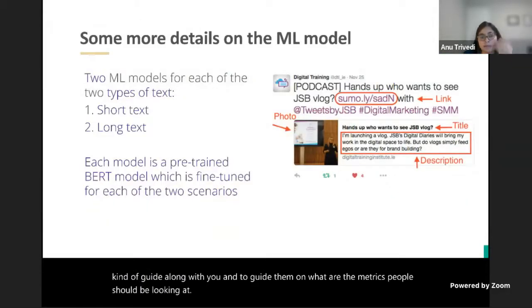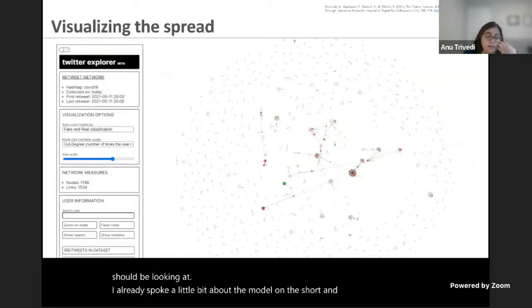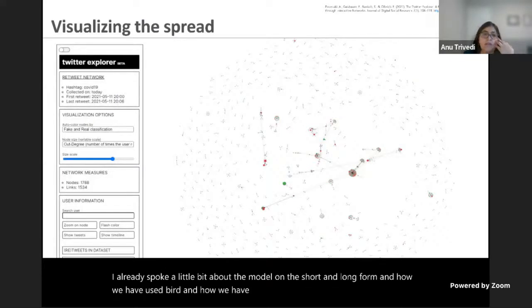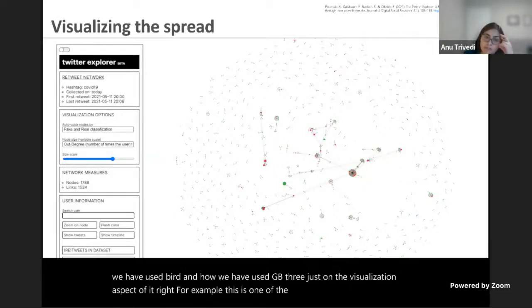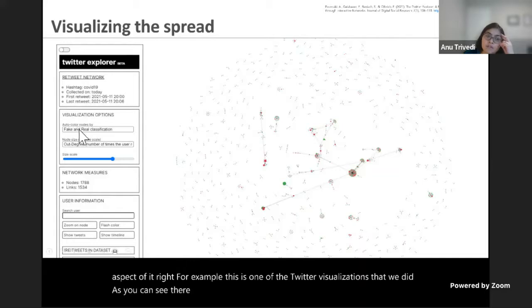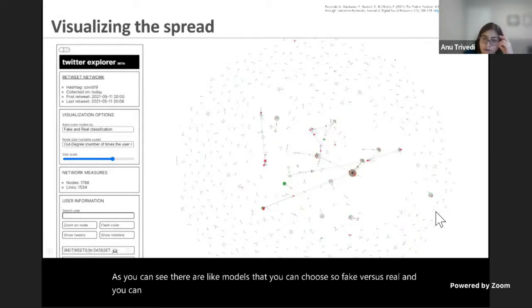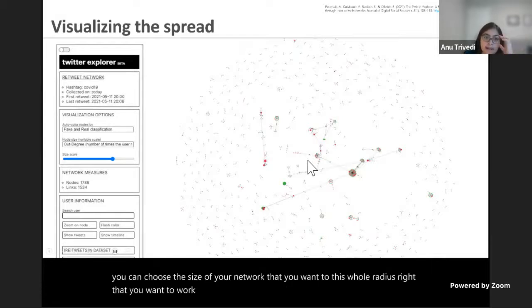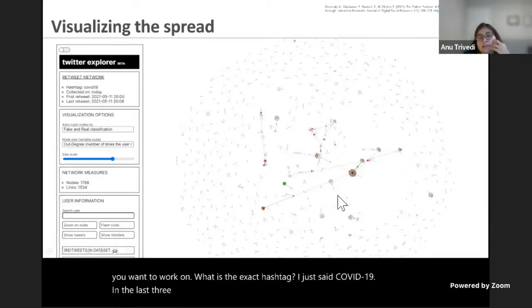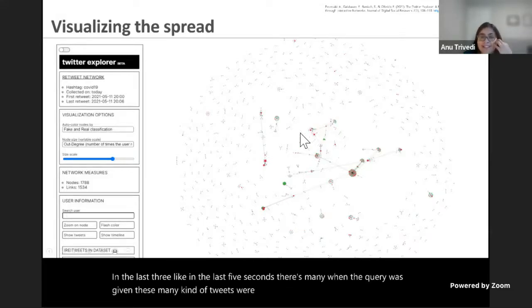I already spoke a little bit about the model on the short and long form, and how we have used BERT and how we have used GPT-3. Now just on the visualization aspect of it. For example, this is one of the Twitter visualizations that we did. As you can see, there are models that you can choose, so fake versus real, and you can choose the size of the network, the radius, that you want to work on. What is the exact hashtag? I just said COVID-19, and in the last 5 seconds, when the query was given, this many tweets were happening. As you can see, it's a lot in the last 5 seconds globally.